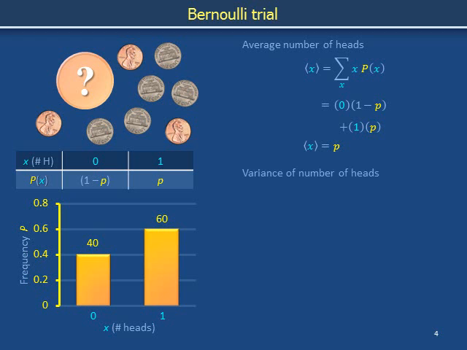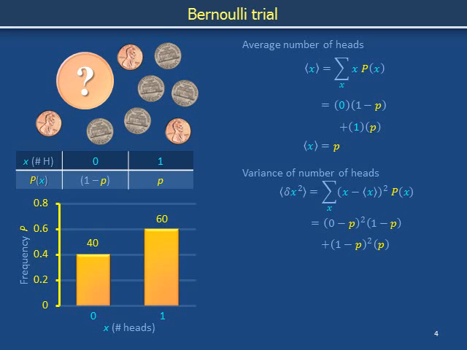What is the variance of the number of heads for individual tosses? Using the definition from the previous video, we take a weighted sum of the square of the deviation of x from its average value. When the outcome is x equals 0 heads, the squared deviation is the square of 0 minus p. This occurs 1 minus p of the time. When the outcome is x equals 1 heads, the squared deviation is the square of 1 minus p, and this outcome occurs p of the time.